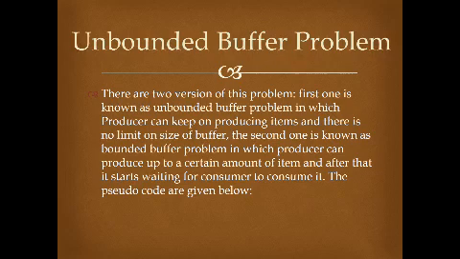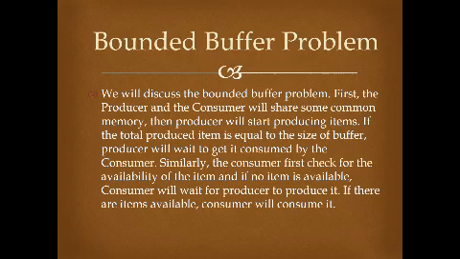So the main difference between unbounded and bounded is that in unbounded we don't have any buffer limit or storage limit. We can produce any number of items and they get stored. But in the bounded buffer problem, we have a limit on the number of items, and we have to produce only a limited number of items until we wait for the consumer to consume them.